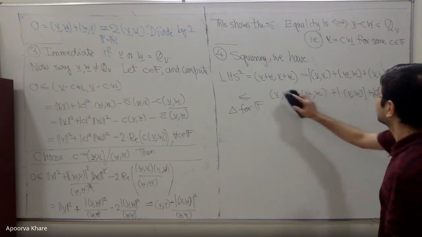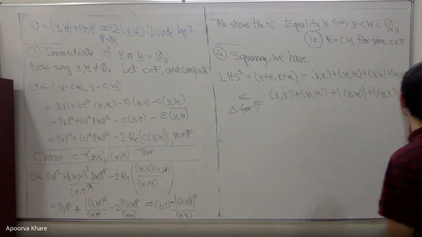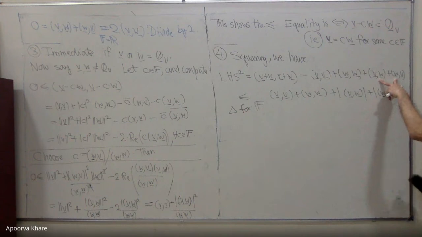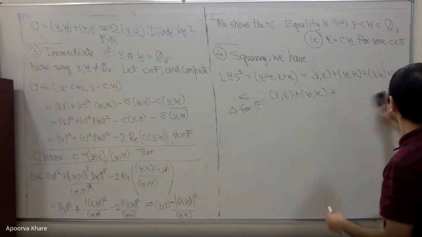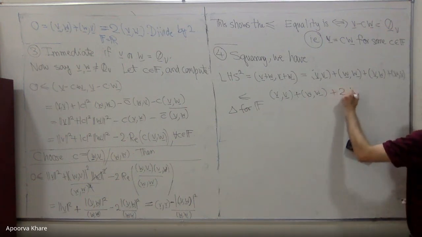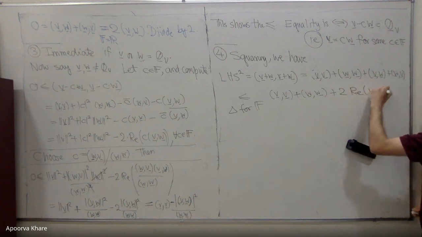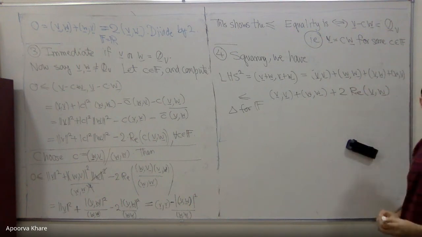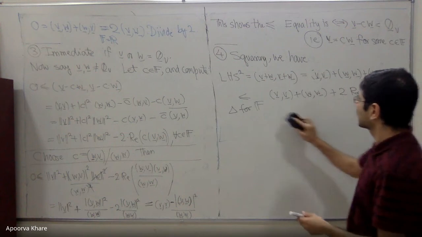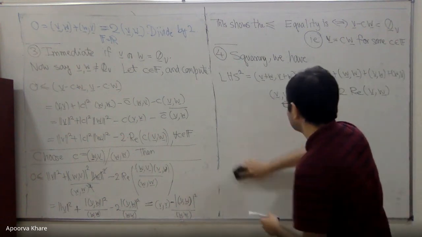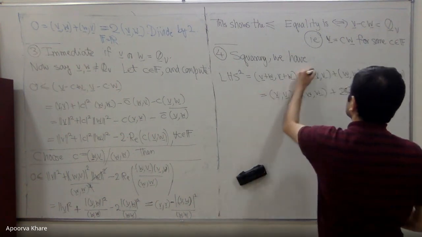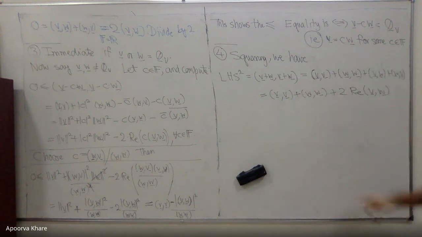No. Let me not put these absolute values. Look, these two numbers are conjugates of each other. So when you add them up together, all you get is the real part. You get twice the real part of V and W. That's fine. And there is no triangle inequality here. This is still an equality. Everything here is an equality. Great.